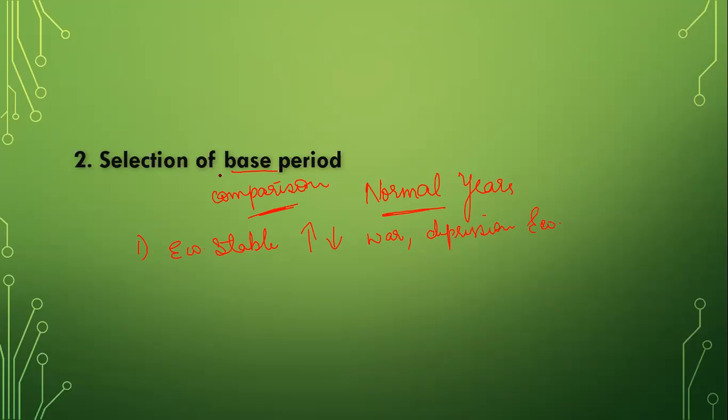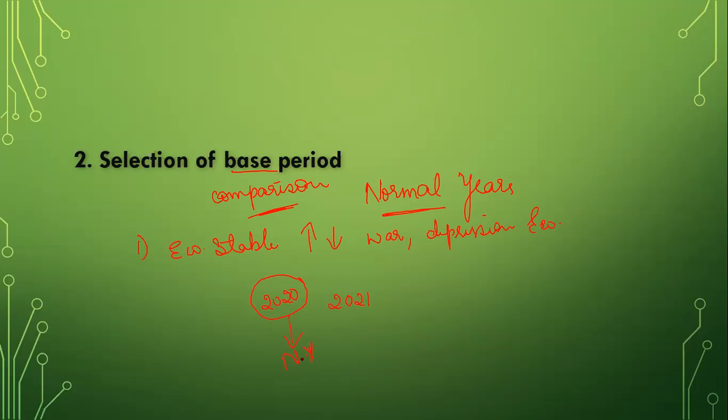Suppose I will give you a best example. Next year, consider 2021. Forget that this is 2020, consider this year as 2021. Now you have to find the index number. For this you have to select a base year. So what do you do, you consider 2020. Now you have to see whether 2020 is a normal year or not. Whether it is a normal year.